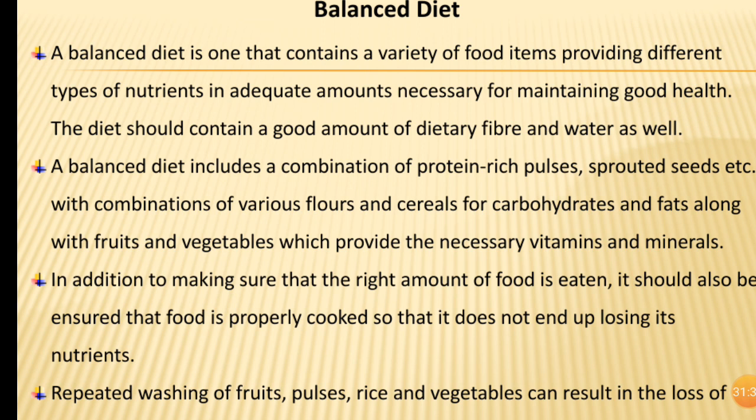That means balanced diet means what? Variety of food items which provide proper or right amount of nutrients to our body. Adequate amounts means what? Right amount, which are necessary. Nutrients which are necessary for maintaining good health, for our growth. Understand? With all this nutrient content food, we require fiber, dietary fiber and water as well.